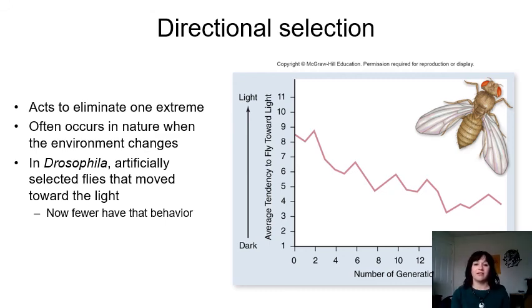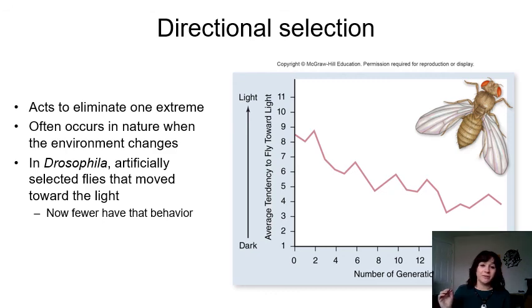Now, this is not a situation where they learned not to fly towards the light. It's not like they said, hey, look what happened to Cousin Vinny because he flew towards that lamp, he died, we better not. All right? Natural selection has nothing to do with learning or with desiring to have a trait or not. Natural selection, it's tough, it's mean, all right?